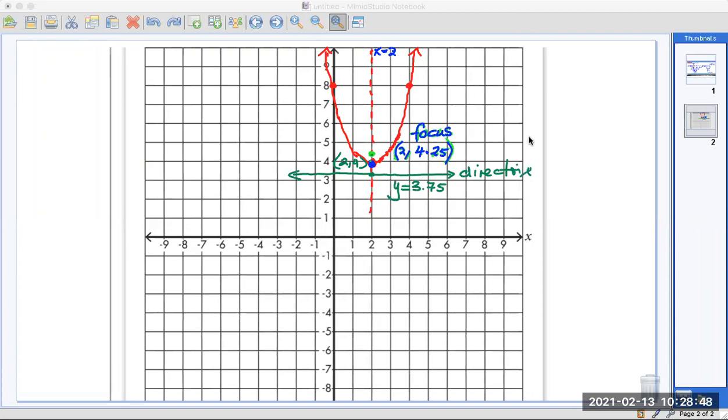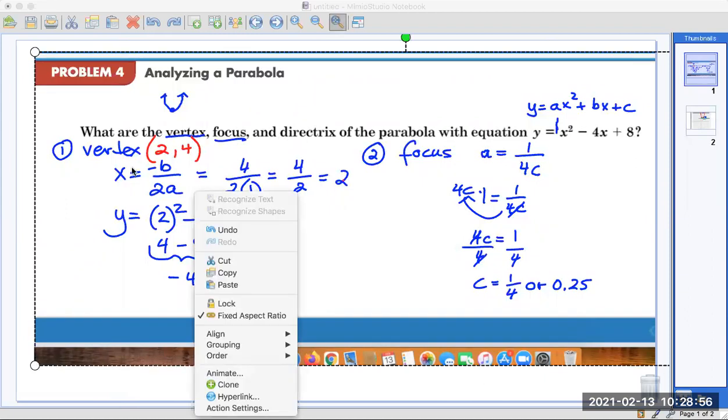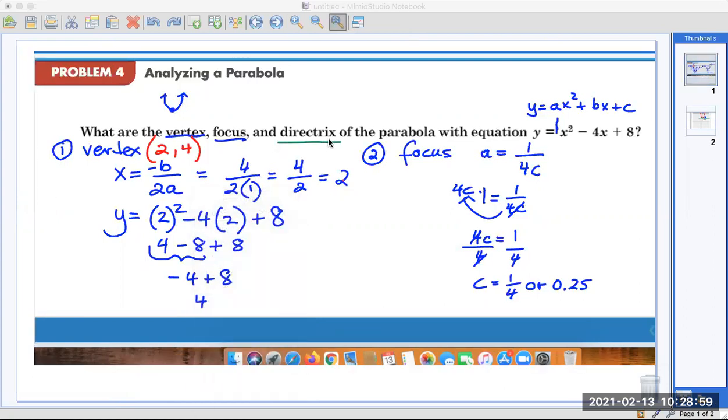Let's look if we answered everything. And vertex, focus, and directrix. Yep. I think that's it. Good luck to you guys.